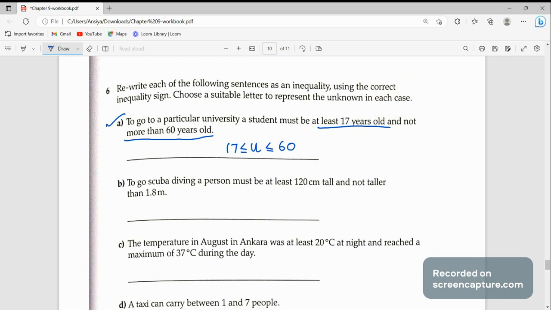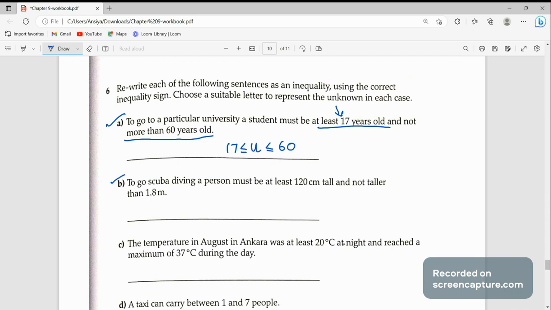Why did I choose less than or equal to? Because they are saying at least 17 years. You can be 17 years or you can be more. And 60 years, you should not be more than 60. So you can be 60, not more than that. You have to understand it and choose the symbol. We'll look at another one.